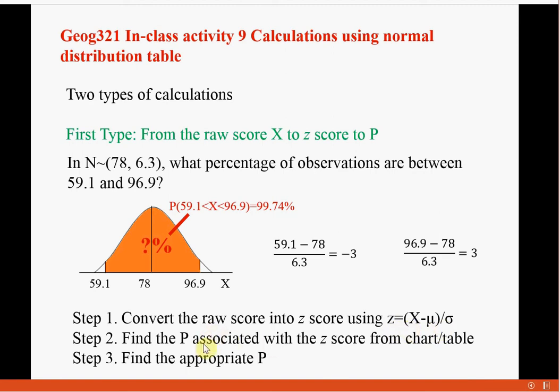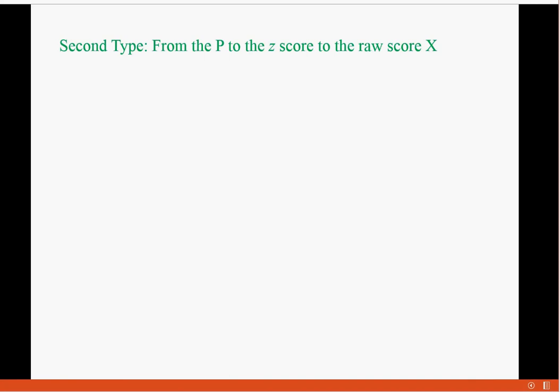And the second step, we look at the chart to find out the associated percentage number, and that number may be the one we need directly or may need some further calculation. So this is the first type of calculation that is involved. The second type of calculation goes the other way around. We are given a percentage, and we need to convert a percentage into a z-score, and then from the z-score we calculate the original value of variable x.